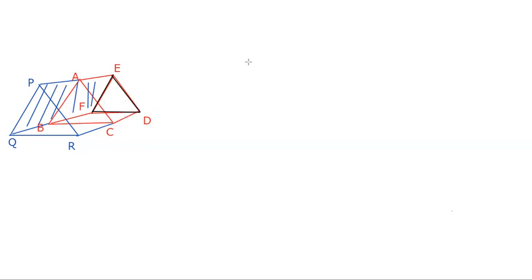Light will come and be incident on this face like this, and it will get refracted, and it will get refracted to this face like this. Understood? So this is how the prism works.